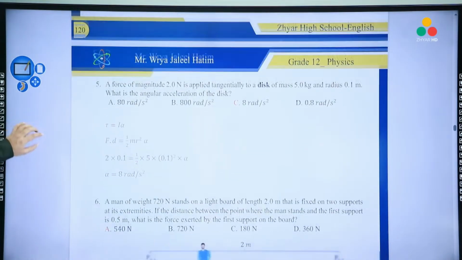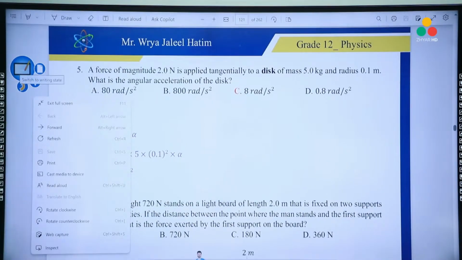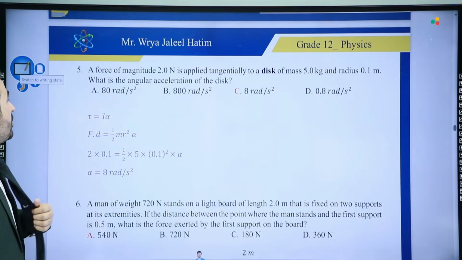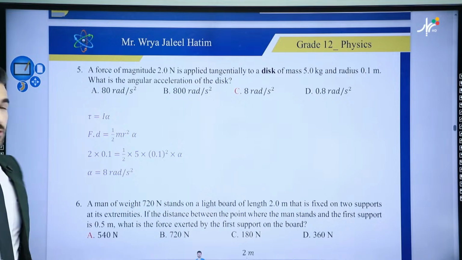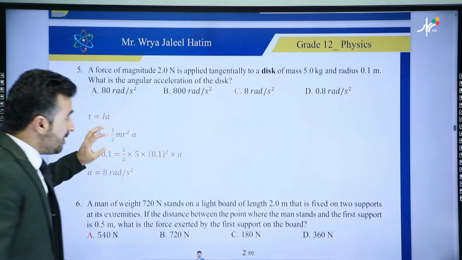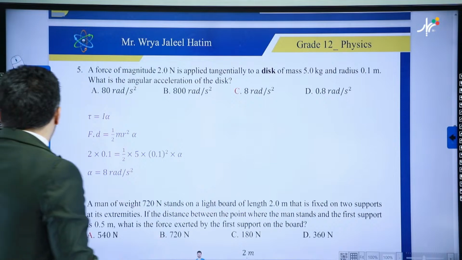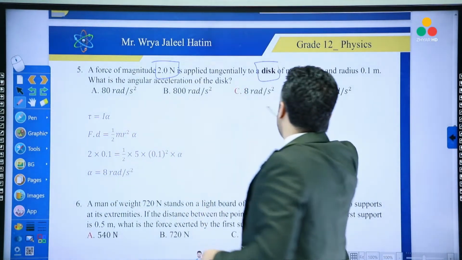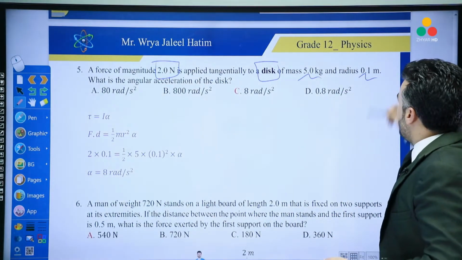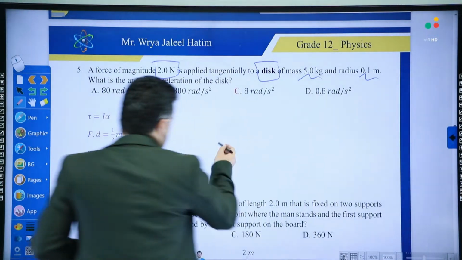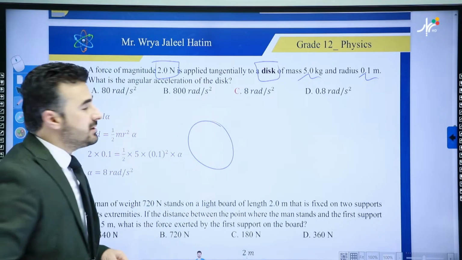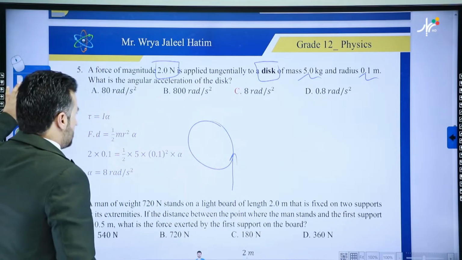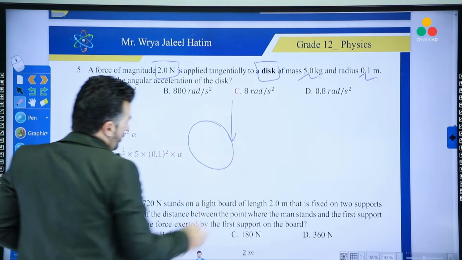All right, moving on. It says a force of 2 Newton is applied tangentially to a disk of mass 5 kilograms and a radius of 0.1 meter. What is the angular acceleration of the disk? Now, these questions are simple, but in order for you to do it correctly, first of all, you've got to know what you're given, yeah? And then, of course, a diagram would be perfect, right? If you understand the situation, you can draw this. So we have a disk, right? Remember, there's a force acting on the disk tangentially. We've done a question similar to this before.